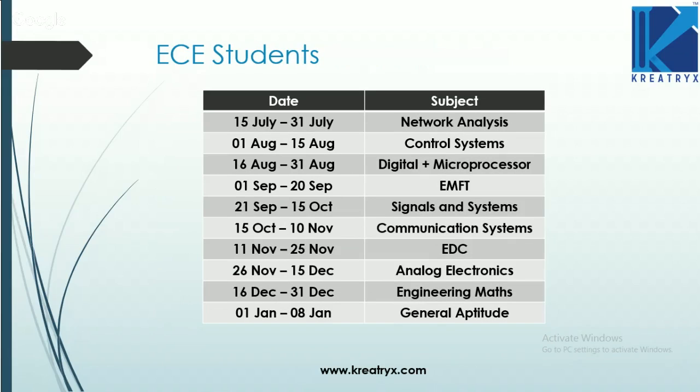Then the next is about ECE students. They can follow this schedule: 15 to 31st July networks, 1st to 15th August control, 16 to 31st digital, then 1st to 20th September EMFT, 21st September to 15th October signal because it is a prerequisite for communication, 15th October to 10th November 25 days for communication, 11 to 25th November EDC, then EDC is a prerequisite for analog, 26th November to 15th December analog, then maths and aptitude.